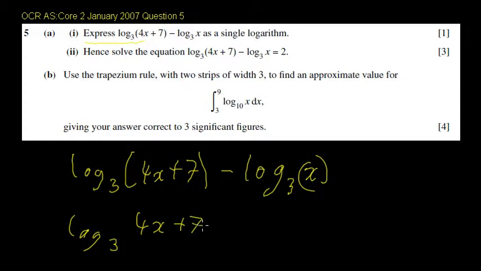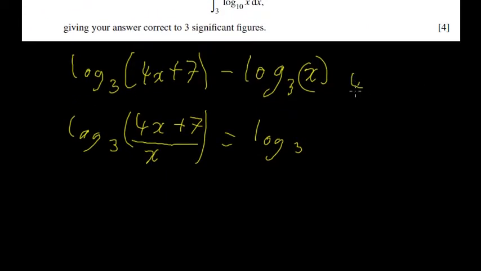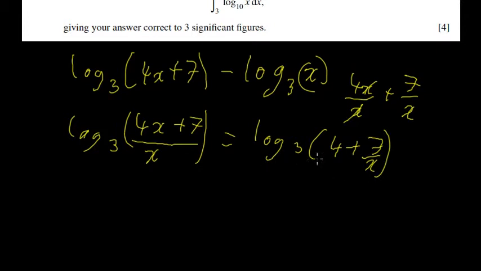Log base 3 of (4x plus 7) divided by x. We can cancel this down clearly because this is messy. Some of you might not be the best at cancelling down, it's alright, I'm here to help you. 4x, we can split this into 2 equations. These 2 cancel, this remains the same, so bracket open, 4 plus 7 over x. And voila! That's what they want from you.